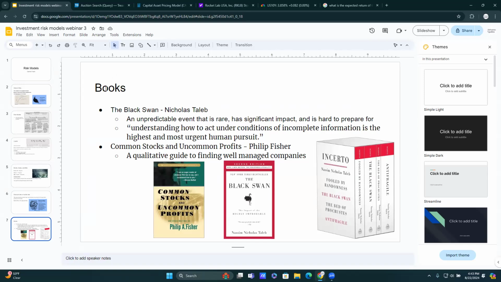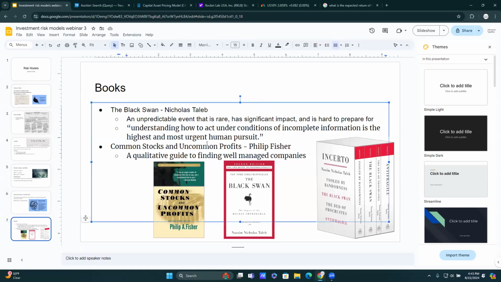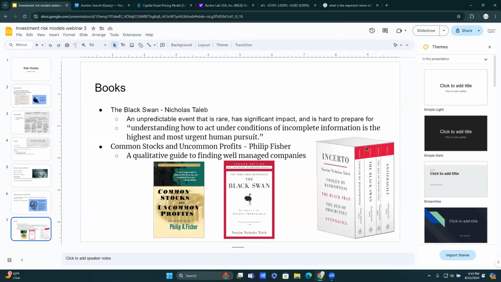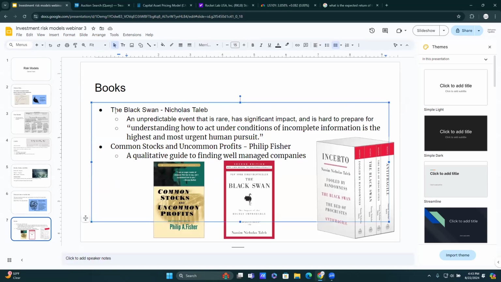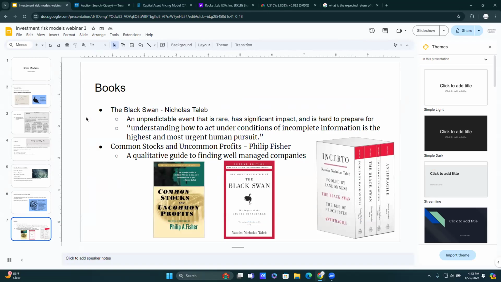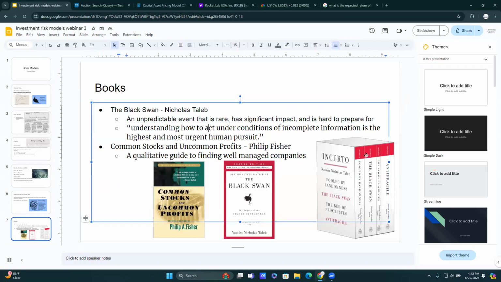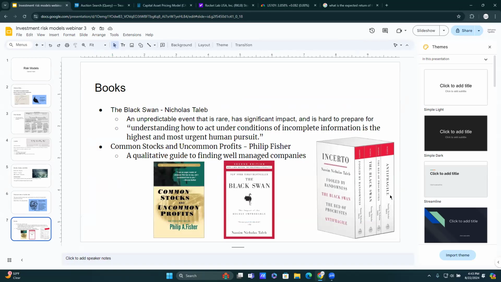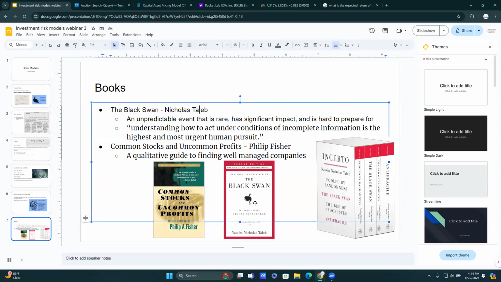Just before we wrap this up, I wanted to cover some books. If you're interested in learning more about risk, not fully market risk, one book you could read is The Black Swan by Nassim Taleb. I've read this before. It's very good. I really like all of his books. Skin in the Game is another really good book by Nassim Taleb.